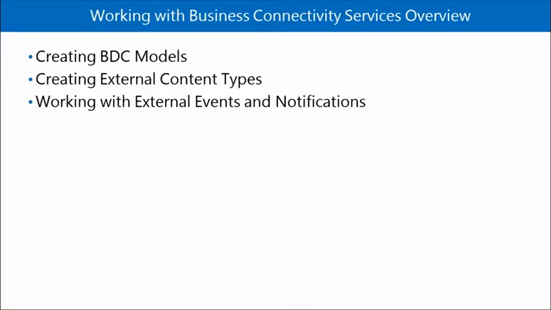Let me show you what we're going to talk about. First, we're going to start with the BDC model. I'm going to take a look at one of those and show you how to create one. Then we are going to talk about the external content type. These are both very important parts of business connectivity services, and I'll have a demo there with external content types. And last, we'll talk about the new external events and notification system within SharePoint 2013, totally new. Couldn't do it in 2010, and it's good stuff.